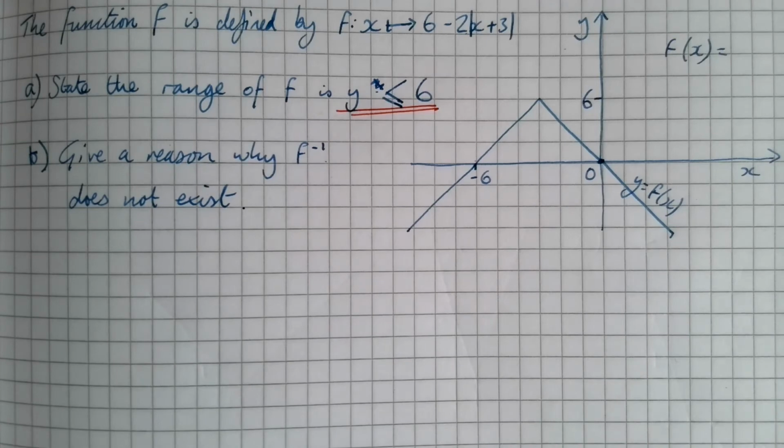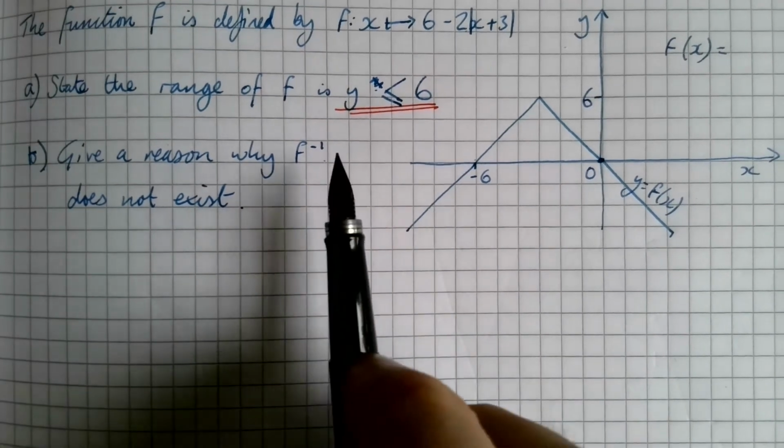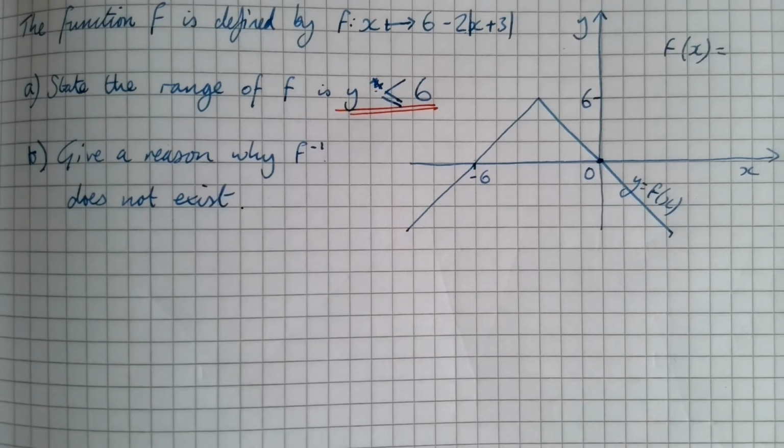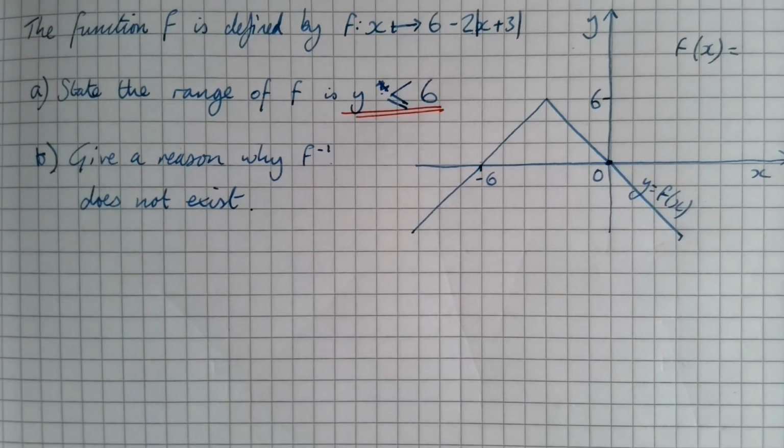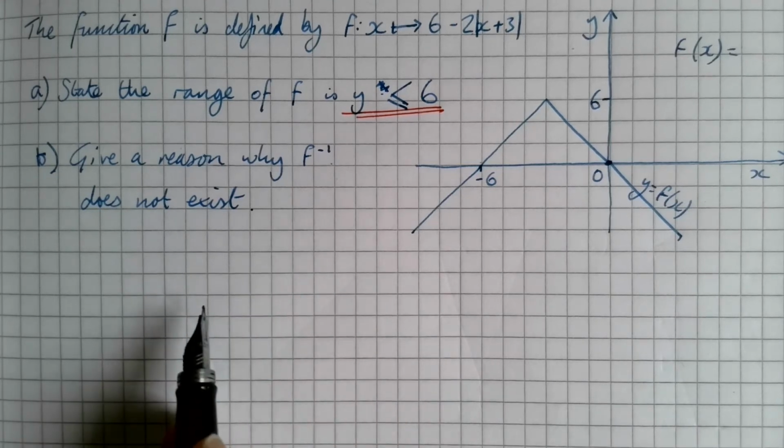Okay, it wants us to give a reason why f minus 1 does not exist. Now, what does that mean? That means the inverse function, doesn't it? So why does the inverse function not exist? And this comes back to, well, what is the inverse? It's when you reverse something, isn't it?